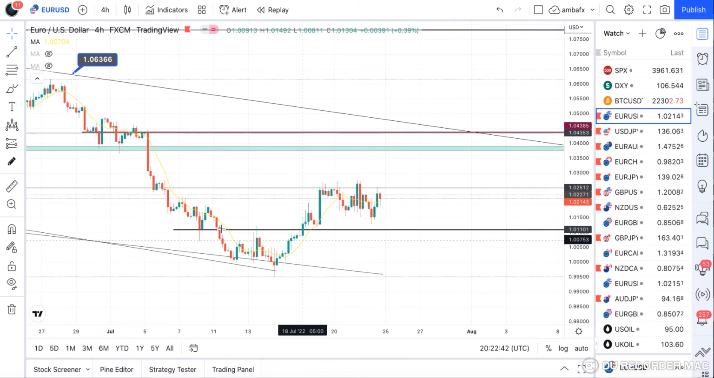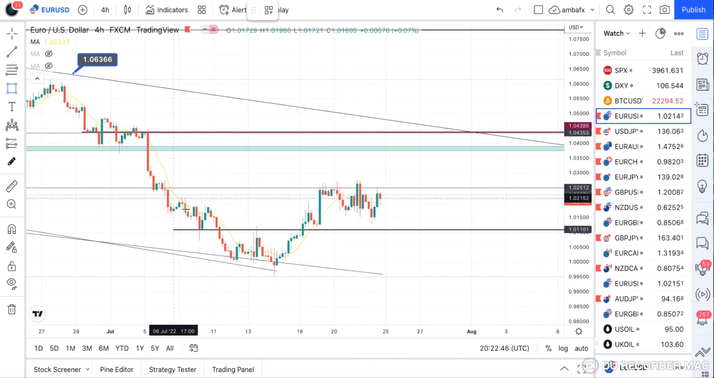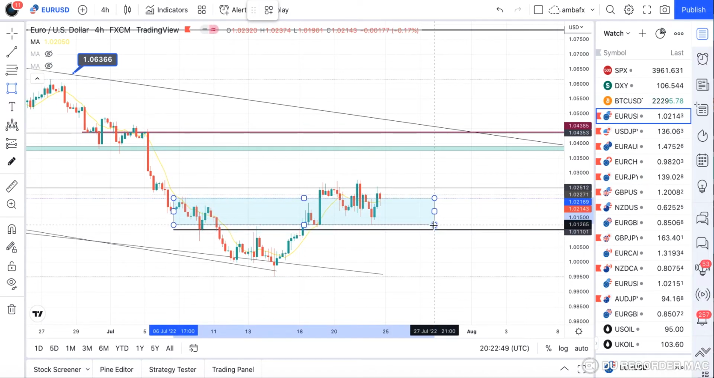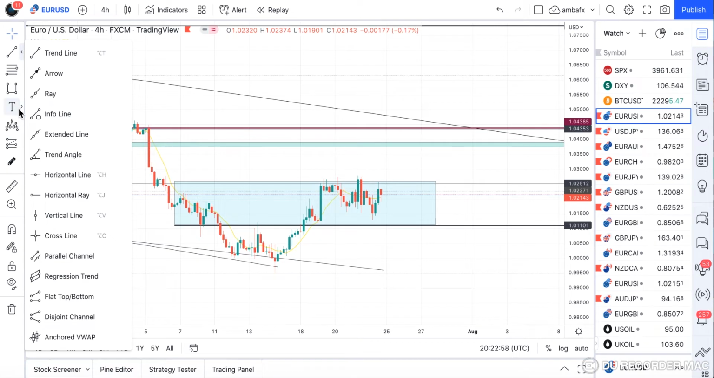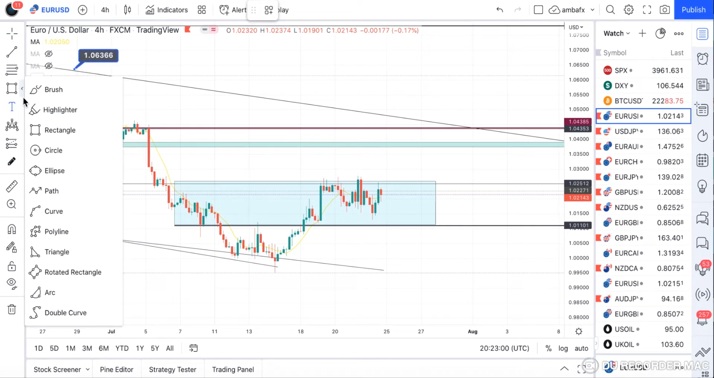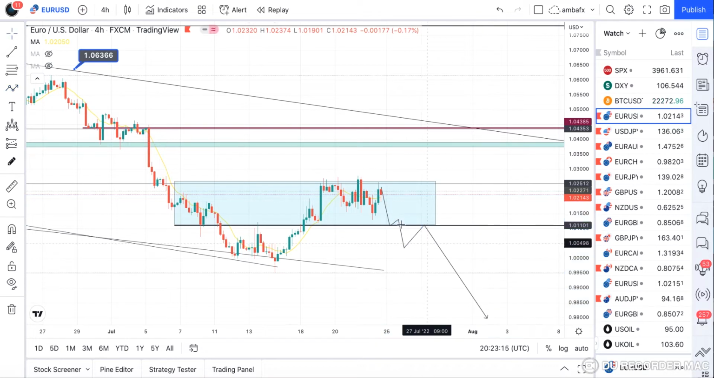So let's say this is trapped in a rectangle, and then if we see on Monday a sharp decline to this side, let's say we see a move to the downside, then it breaks this level, then all you have to be waiting for is a retest to the downside.